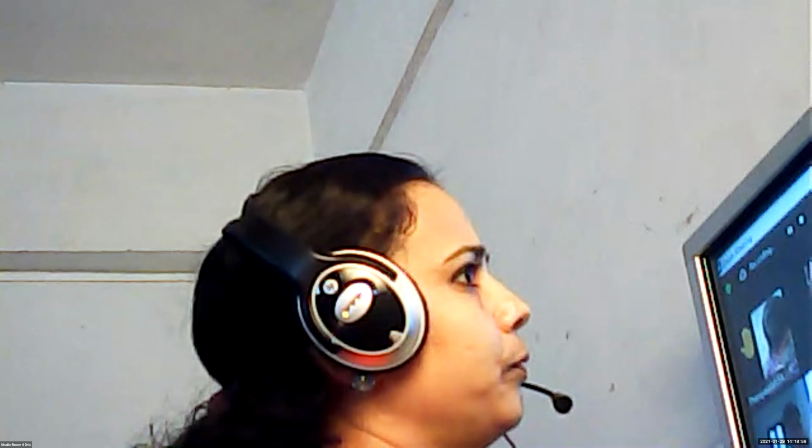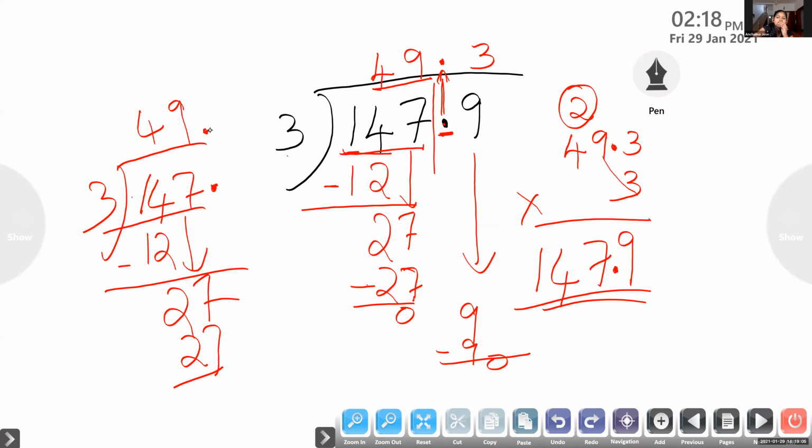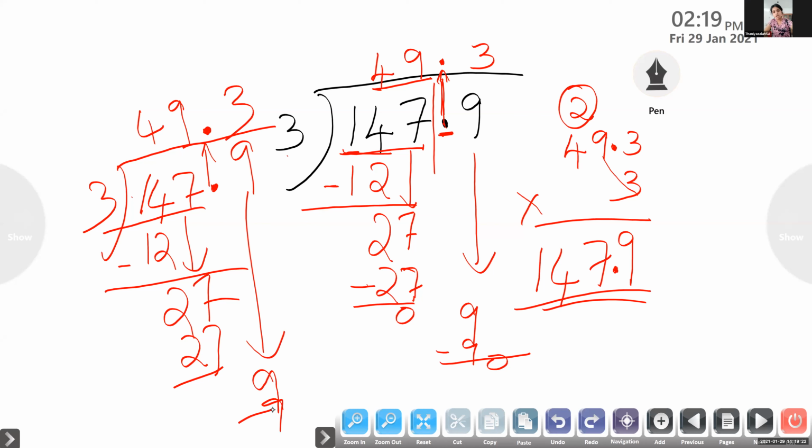Ma'am, now I understood. Okay. After dividing the integral part, we should put the point in the question, right? Yes. That's why I told you, just line up. When you see the decimal point here, we should also line up the point here. Then here we have 9. So I bring down 9 here. 3 3s are 9. So our division is over. If you have any doubt, please check by multiplying 49.3 quotient into divisor. 3 3s are 9. 9 3s are 27. 2 is carry over. 4 3s are 12 plus 2, 14.